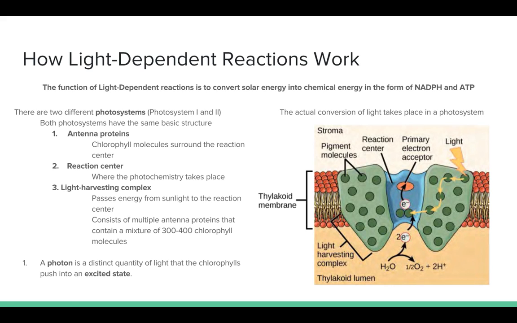First, it has antenna proteins, which are chlorophyll molecules that surround the reaction center. The reaction center is where the photochemistry takes place. The light harvesting complex passes energy from sunlight to the reaction center. This complex consists of multiple antenna proteins that contain a mixture of 300 to 400 chlorophyll molecules. Light is measured in photons.